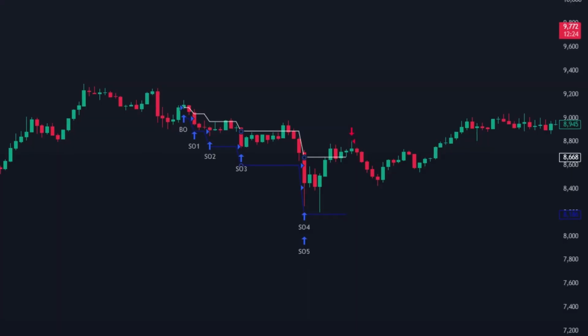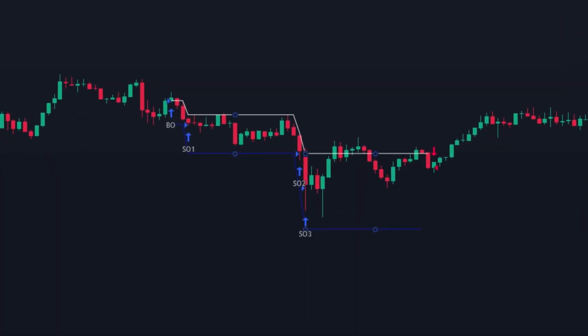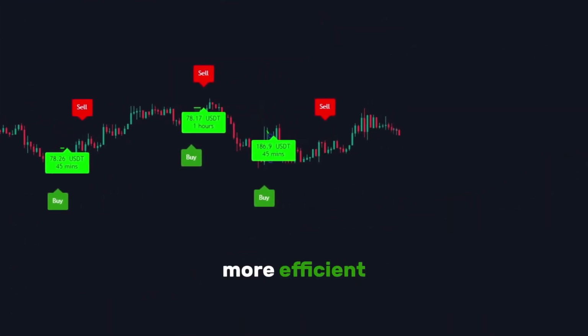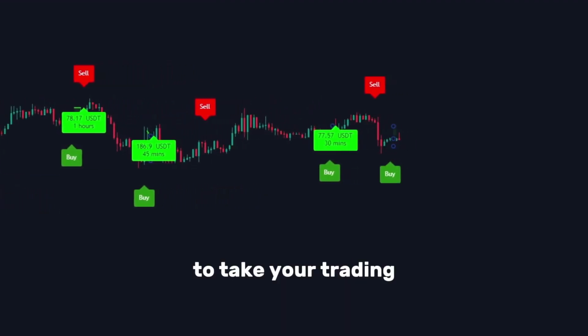So there you have it. DK Algo combines smart risk management, flexible safety orders, dynamic exits, deep backtesting, and full automation to make trading more efficient and profitable.